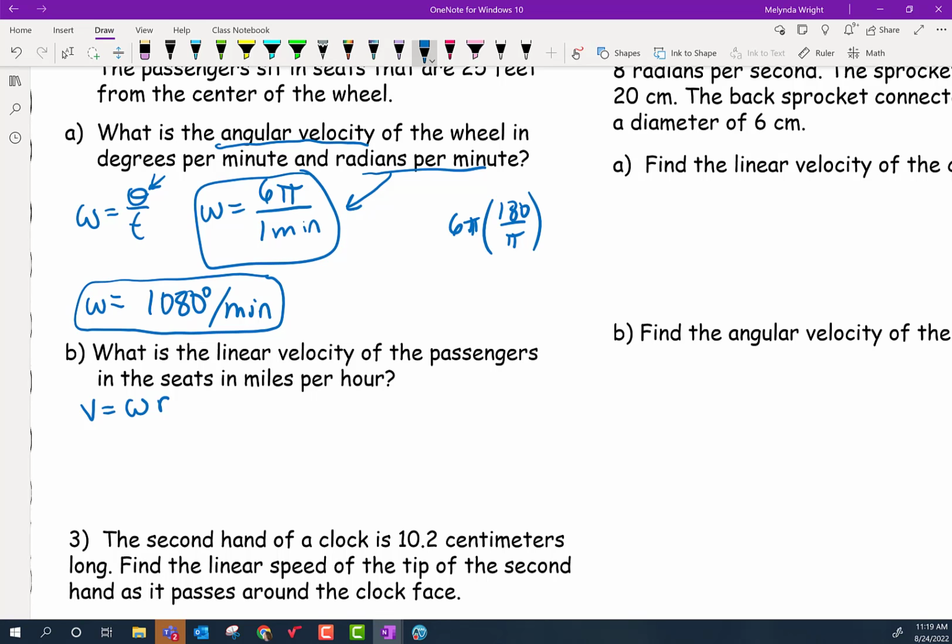Okay, linear velocity. So now they want miles per hour. Okay, let's not worry about the units for just now. Let's just get the linear velocity. So linear velocity is going to be omega, which was 6 pi per minute, times the radius, which is 25 feet. Okay, can we all agree that that is good? My only problem now is units, and so we get to do something called dimensional analysis.